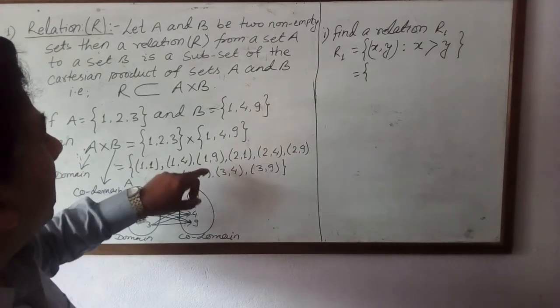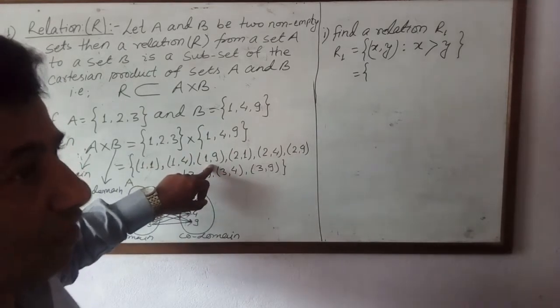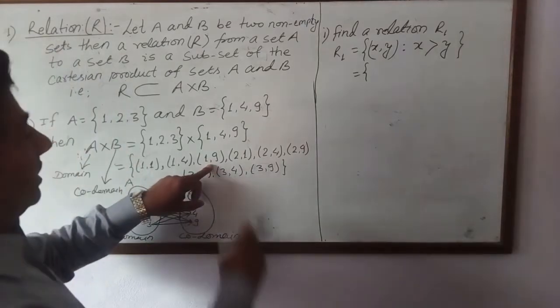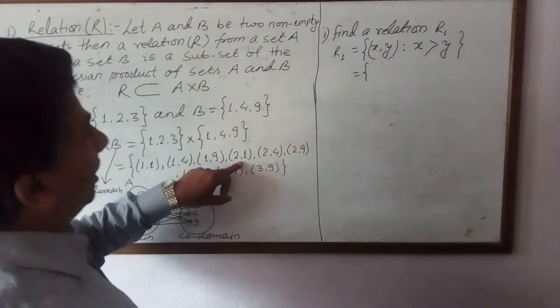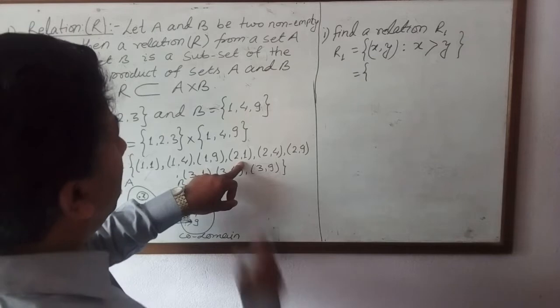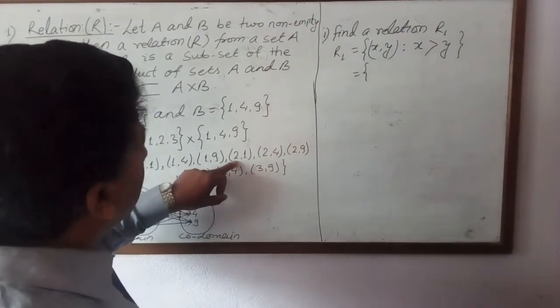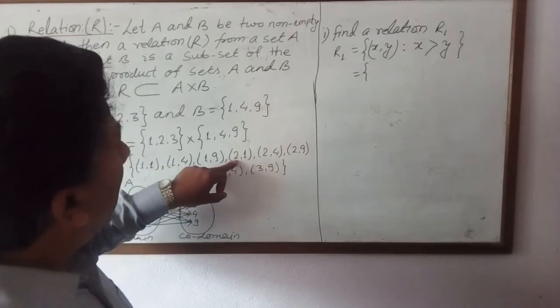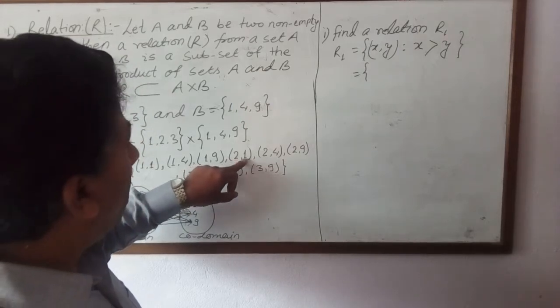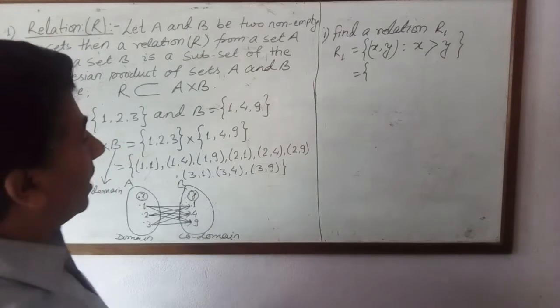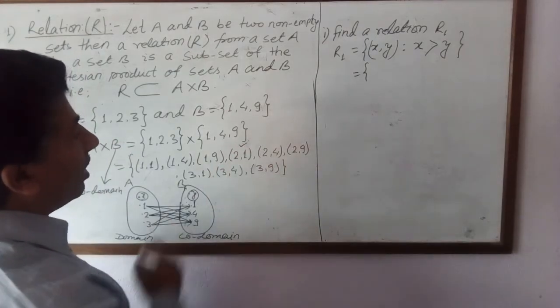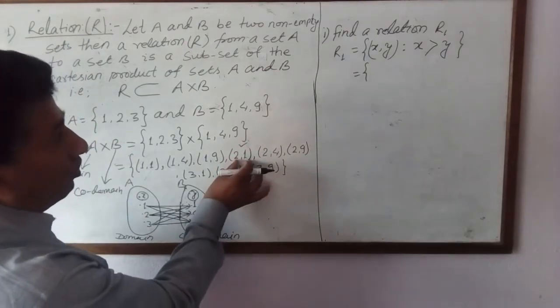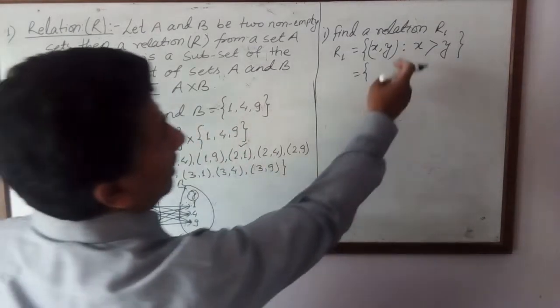9 means Y. That's why this 1, 9 also we cannot take. Similarly, another ordered pair here is 2, 1. Now in this 2, 1, X is 2, Y is 1. That's why X is greater than Y. 2 is greater than 1. That's why this ordered pair 2, 1 satisfies the given condition.